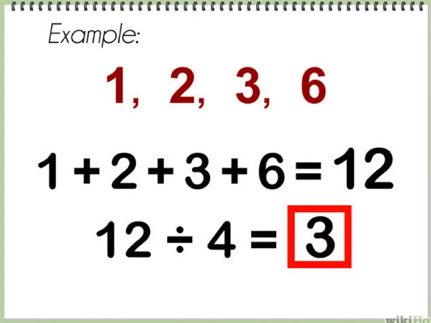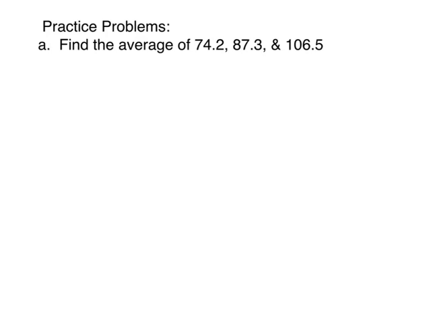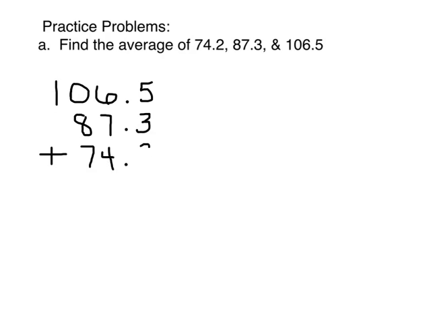Okay, let's go to our practice problems. Alright, so A says find the average of 74.2, 87.3, and 106.5. You'll notice we have 1, 2, 3. So we're going to add these numbers together and then we will divide that total, the sum, by 3. So let's get started. I'm going to start with the largest one, 106.5 plus 87.3 plus 74.2. And then 2 and 3 are 5 and 5 is 10.